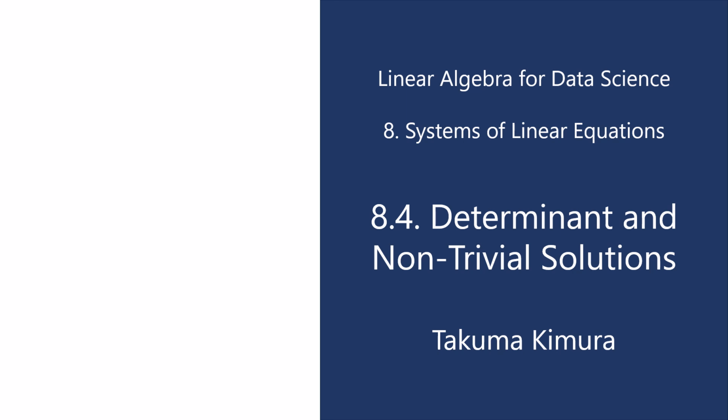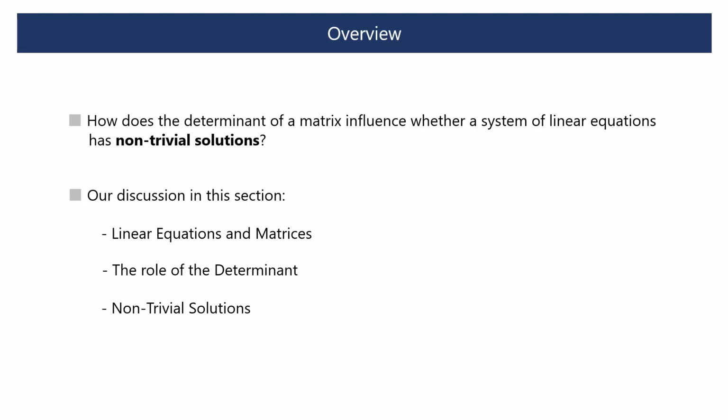Chapter 8, Section 4, The Determinant and Non-Trivial Solutions. This section focuses on understanding the critical relationship between the determinant of a matrix and the solutions of a system of linear equations. Here's the main question we aim to answer. How does the determinant of a matrix influence whether a system of linear equations has non-trivial solutions?